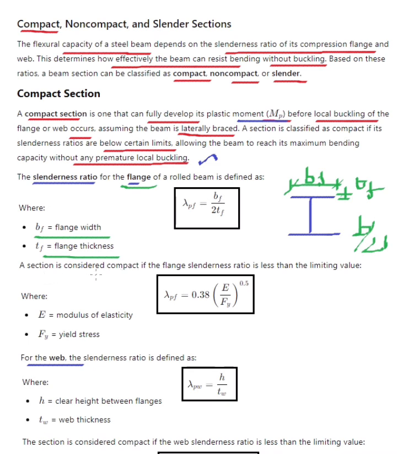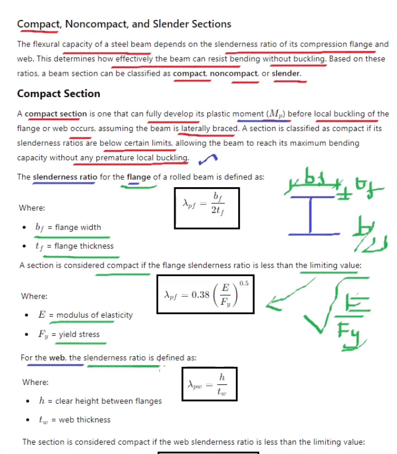A section is considered compact if the flange slenderness ratio is less than the limiting value. So you can calculate this value b by 2tf, but it should be less than its limiting value. So we need to know what the limiting value is. The limiting value is calculated using this formula, and it depends on E and Fy. E is Young's modulus, and Fy is the yield stress of the steel.